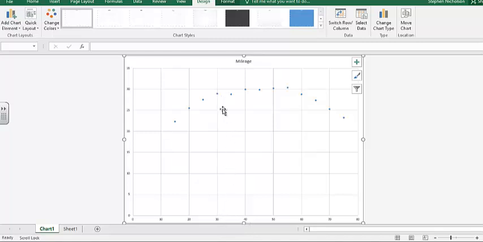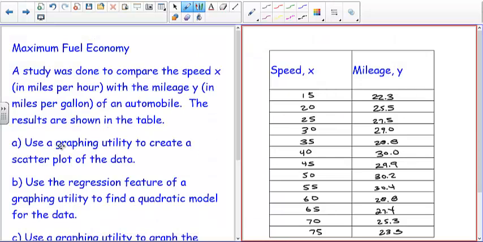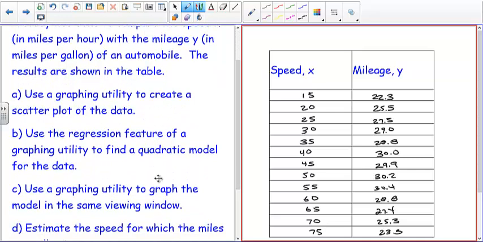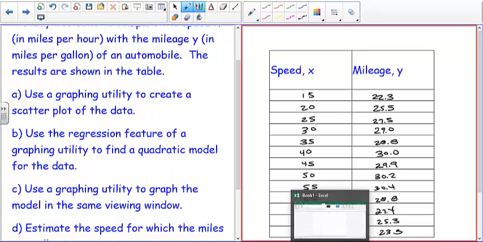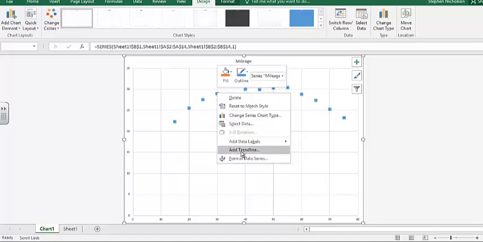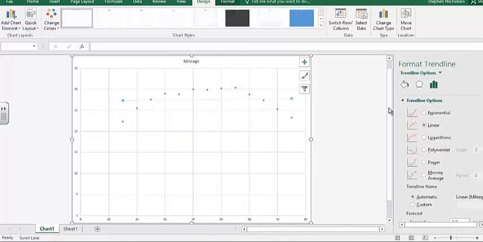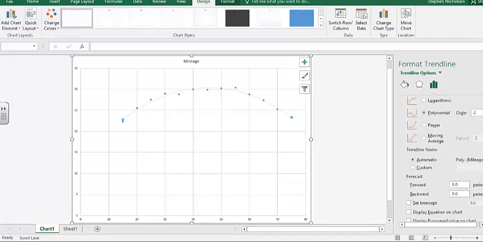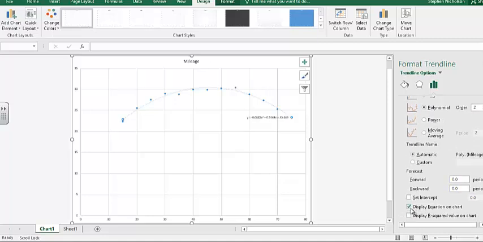And then that's the first part of the problem. Use the graphing utility to create a scatter plot. So that's what's called a scatter plot. Use the regression feature. So that is, go back here, regression, you click on any data point, and they get all highlighted. Then you right click and do add trend line. And it says use a quadratic, so that's polynomial. And a quadratic is an order of 2. So you say that's good, and you come down here to display the equation on the chart.